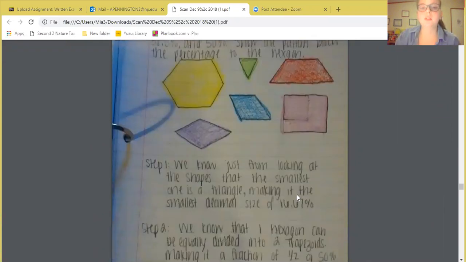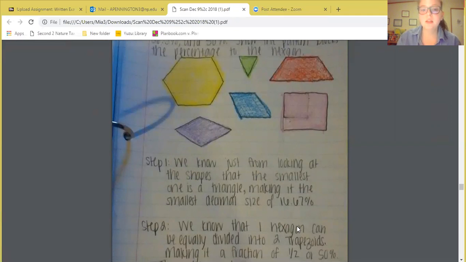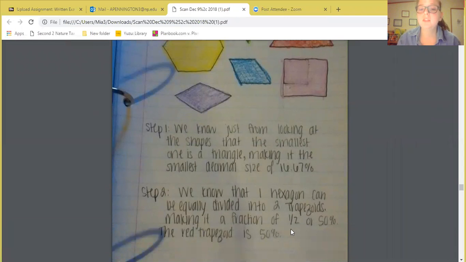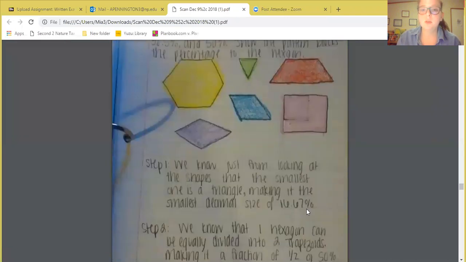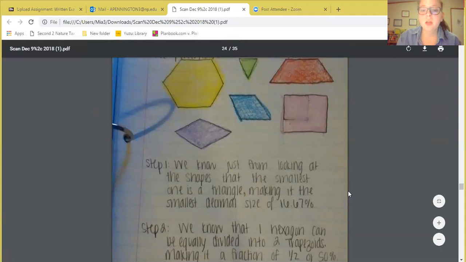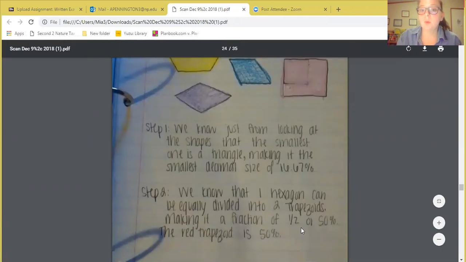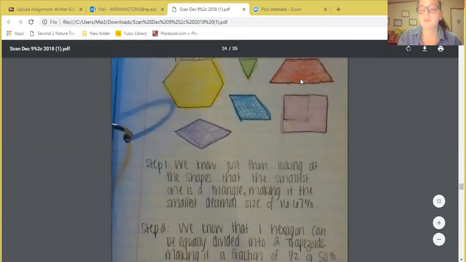So for step 1, we know that the smallest percentage is 16.7, and that's going to belong to the smallest shape to compare to the hexagon, which is our triangle. So that makes the triangle 16.6% of the hexagon. And then we know that one hexagon can be equally divided into 2 trapezoids, which is our red trapezoid right here. So that's a fraction of 1/2 or 50%, and that 50% is going to go to the red trapezoid.